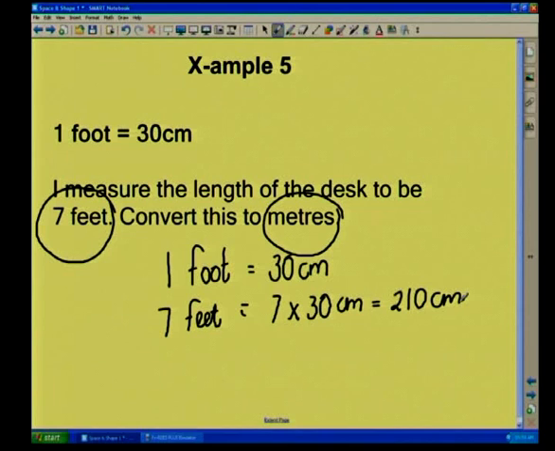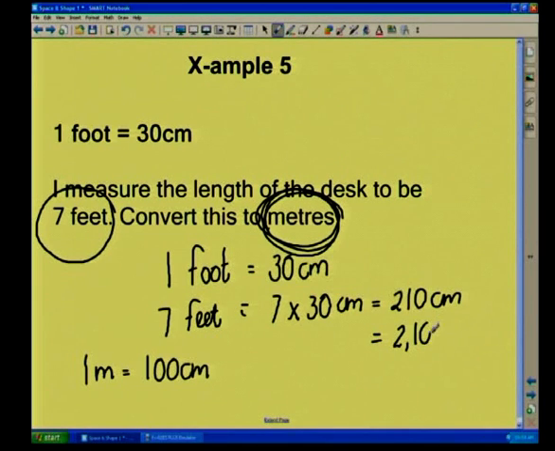And I need to look back at my question and see it actually asks for my answer in meters. And I know that 1 meter is equal to 100 centimeters. So therefore, I need to divide my answer by 100 to get it to meters. So instead of writing 210 centimeters, it's going to be 2,10 meters, which could also be written as 2,1 meters.